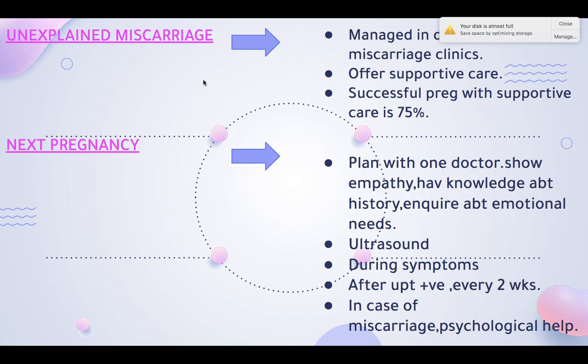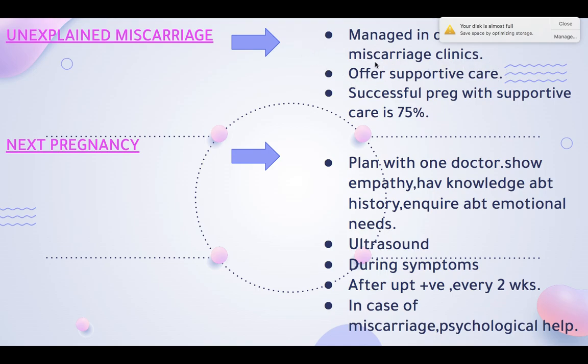How are we going to manage unexplained miscarriage? There is a very good and very important thing for patients who are having recurrent miscarriages, and that is the recurrent miscarriage clinic. So patients with unexplained miscarriage will be referred to the recurrent miscarriage clinics, where they will be offered supportive care. Supportive care, tender loving care, is the phrase that is used in the TOG article as well.